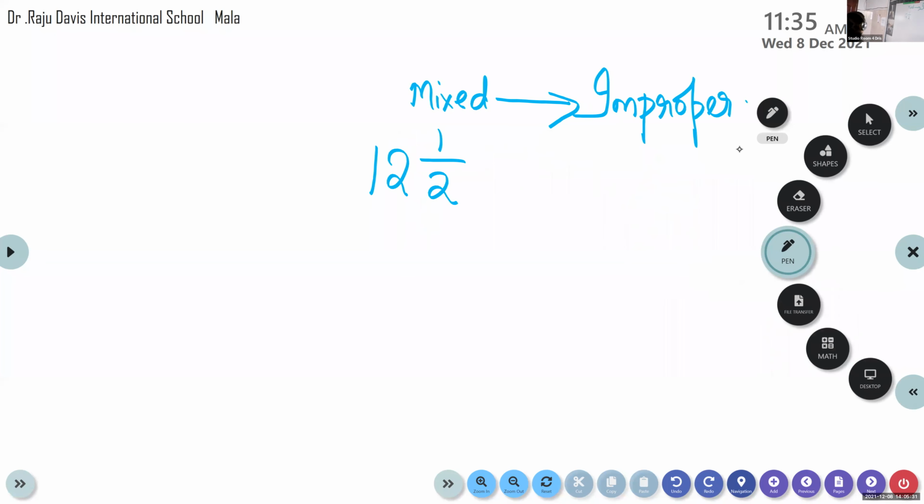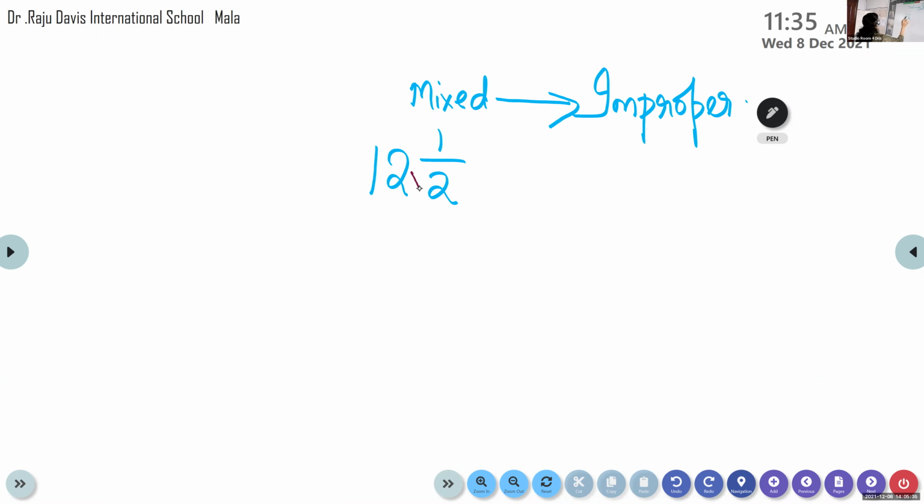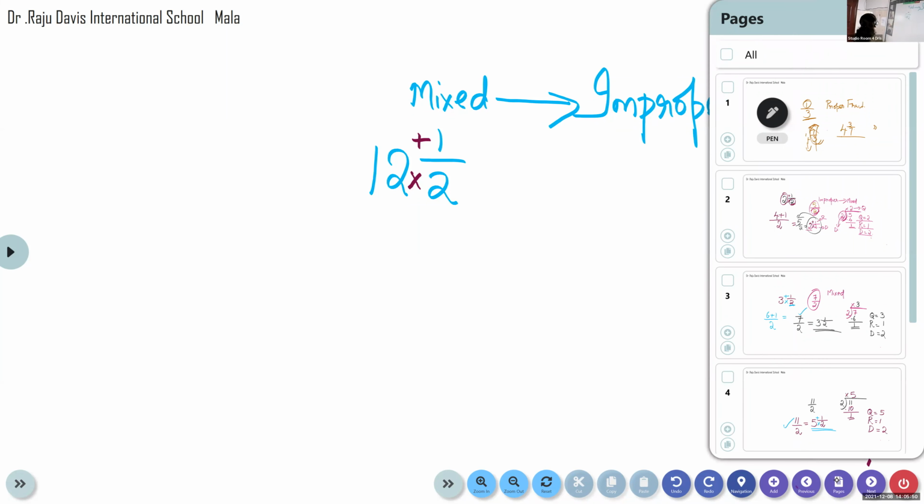So remember what you have to do? You have to multiply the whole number and the denominator. Then you have to add. See children, this order is very important. You cannot change plus in the below and multiply up. You cannot change.